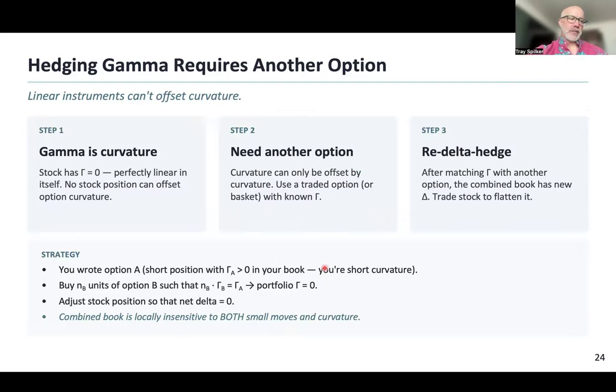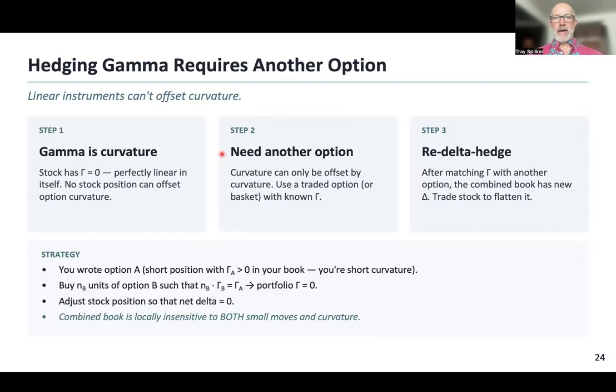Now, the great challenge to getting rid of the curvature risk, i.e., hedging gamma, is that we have to use another option to hedge that risk. We cannot use linear instruments, meaning the underlying shares, to offset the curvature in the option price. So, how do we do this? The procedure here is to find a traded option, right? And we can observe or calculate the gamma of another traded option, right?